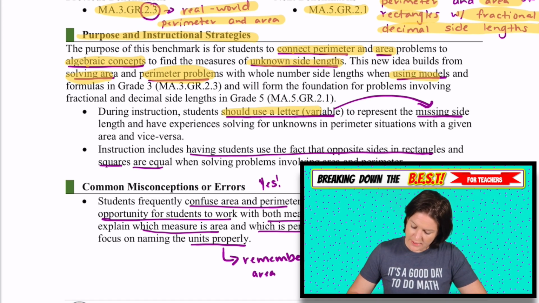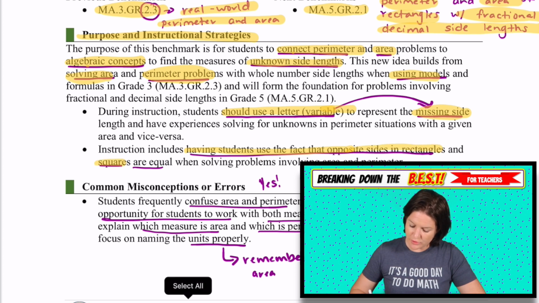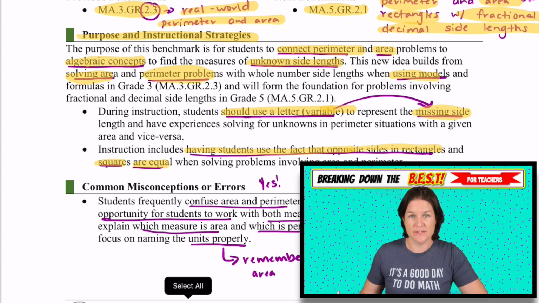Here it says that we should use a letter, a variable, to represent that missing side, and having students use the fact that opposite sides in rectangles and squares are equal when solving problems involving perimeter and area. Yes, of course we need that.